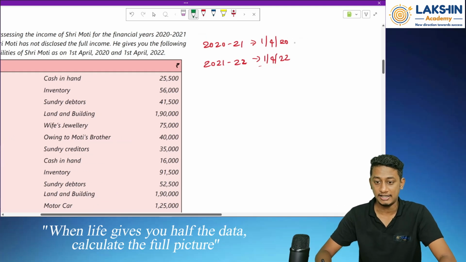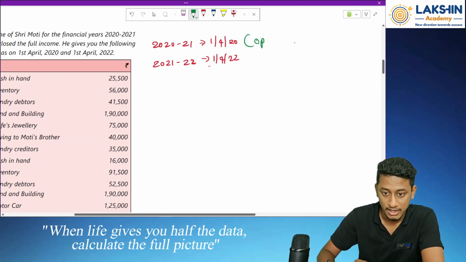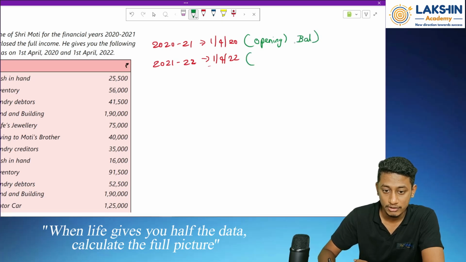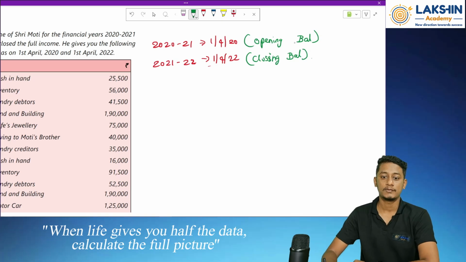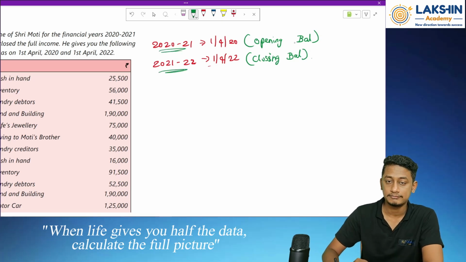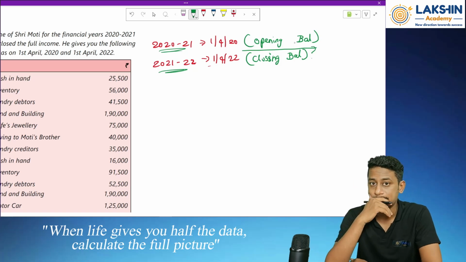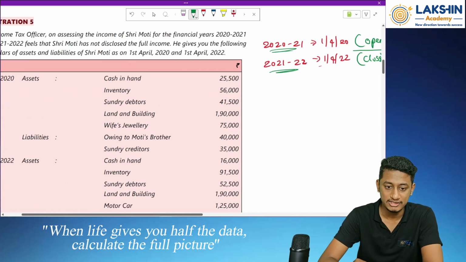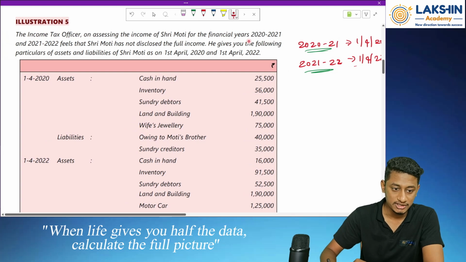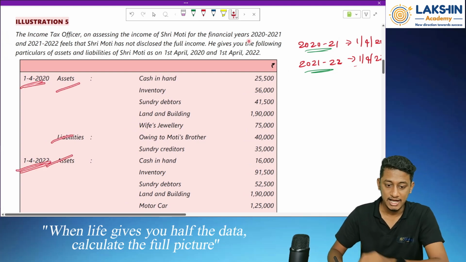Let me just write it down. So whatever is given over here is my opening balance, and whatever is given over here is my closing balance, right, of these years. Now in between this, the values are not given to us. Now let's see what to do. First of all, let's see what else is given. So on these dates, the values are given for assets and liabilities, I guess.